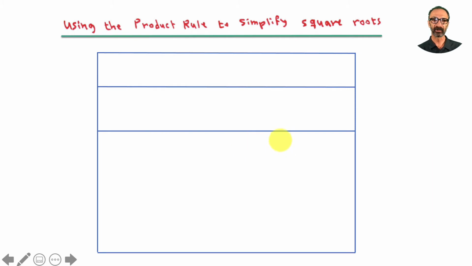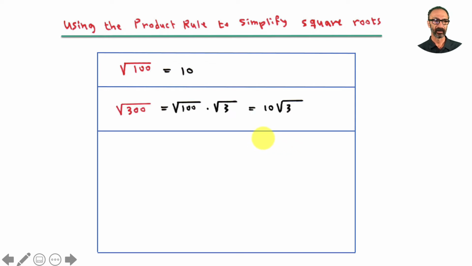Using the product rule to simplify, square root of 100 is 10. Square root of 300, because 300 could be looked at as 100 times 3, I could take advantage of knowing this and write here 10 square root of 3, and we're done.